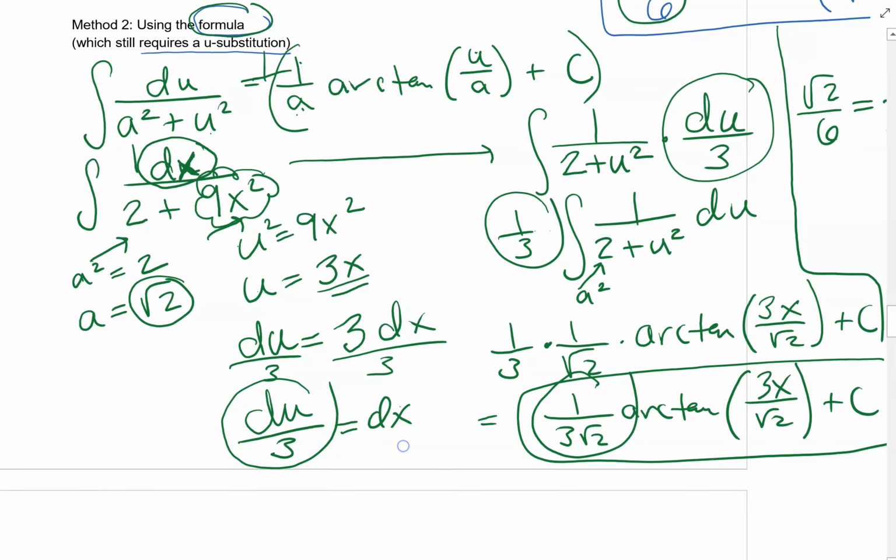It still required a mini U substitution, though. So using the formula doesn't mean you won't ever have to do a U substitution. You just kind of have to be careful and look what U is, basically.